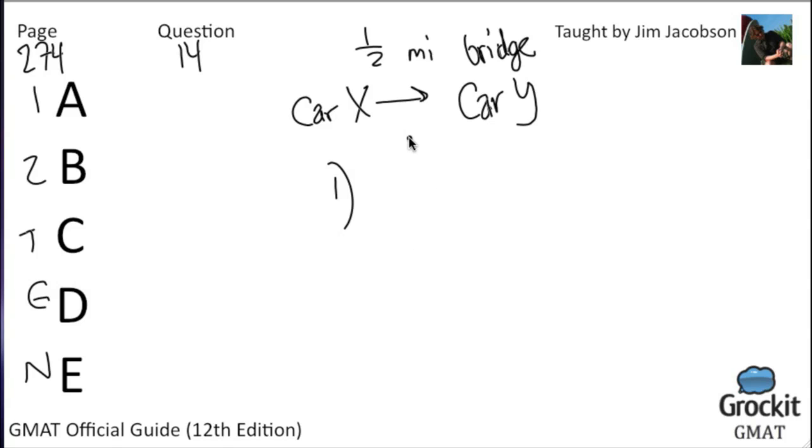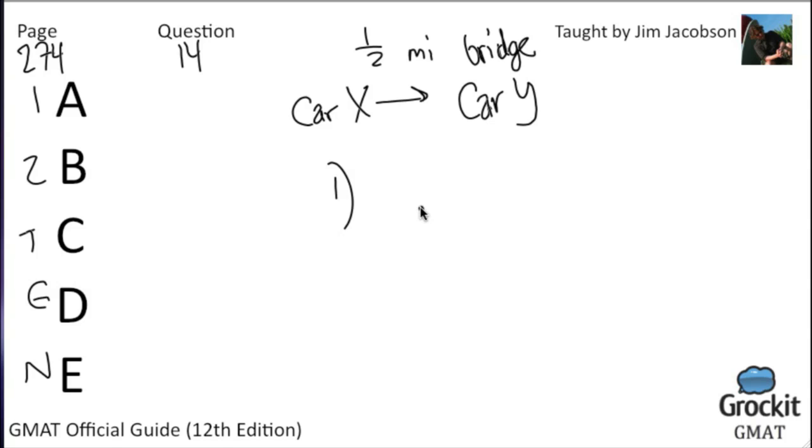So, on to the statements. Statement number 1: car X drove onto the bridge exactly 3 seconds after car Y drove onto the bridge and drove off the bridge exactly 2 seconds after car Y drove off the bridge. Did I read that right? I think I did. I'm not going to try it again. Anyway, the point is that car X started 3 seconds behind car Y and ended 2 seconds behind car Y.